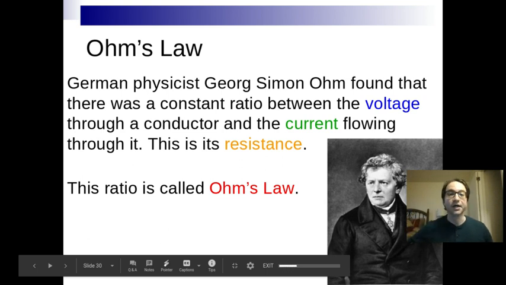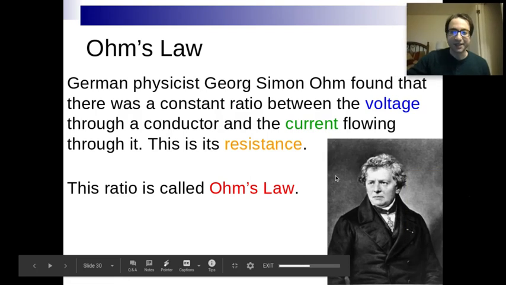This one's focusing on Ohm's law. So yet another physicist in our electricity topic whose name is named after a unit. Again, we talked about resistance yesterday. This guy is what the unit of resistance is named for, George Simon Ohm.